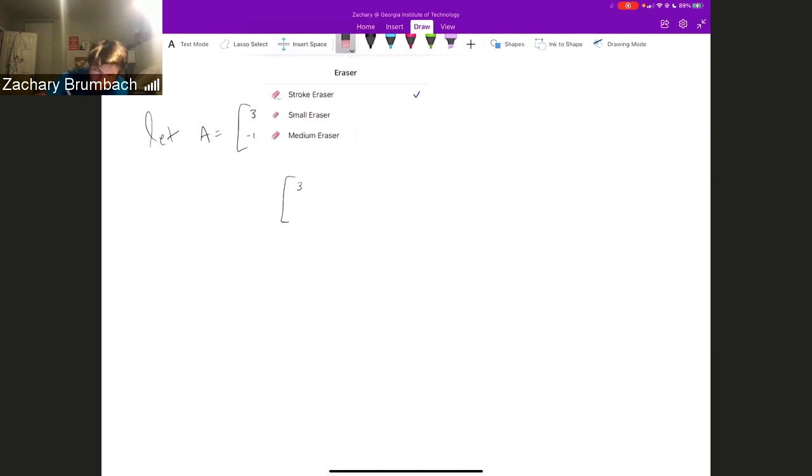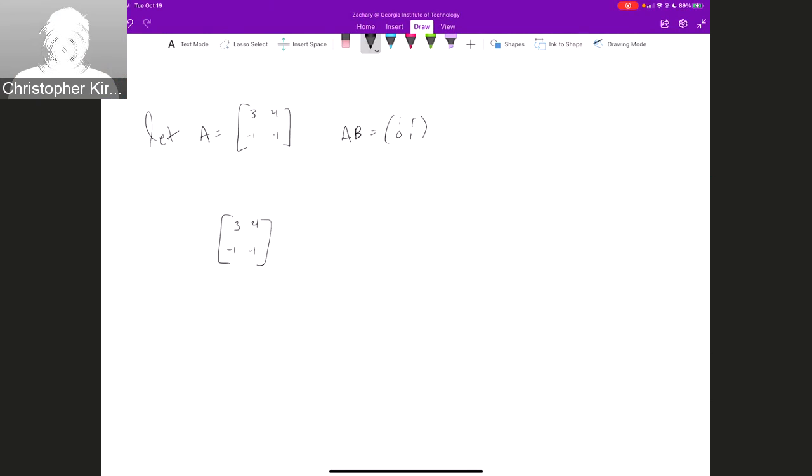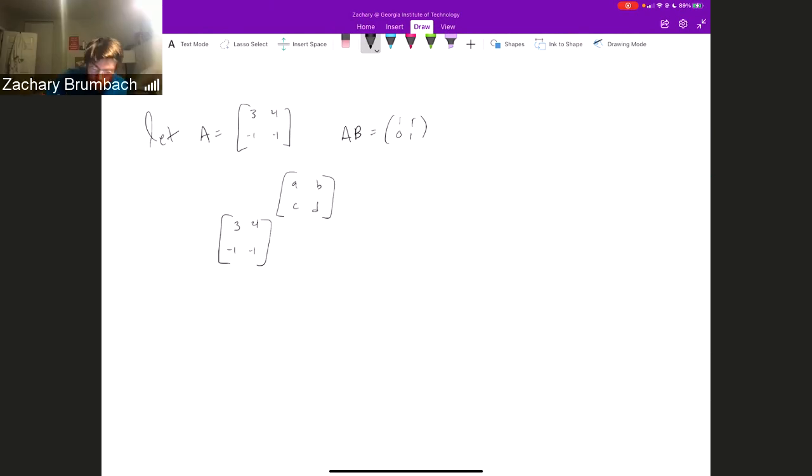Remember when we have our A times B, it's A, [3, 4; -1, -1], times our B, which I'm going to write up here. It was [A, B; C, D]. So let's find what this matrix is. This is 3A plus 4C in this entry, -A minus C. Over here, it's 3B plus 4D, and it is -B minus D.